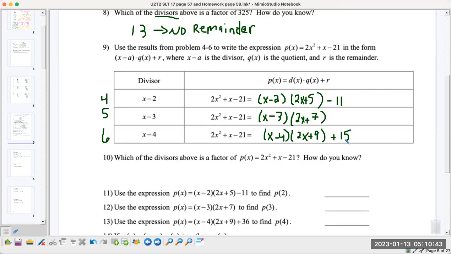Okay, hopefully you're stopping the video and answering number 10 on your own, and that you said x minus 3 was a divisor of that quotient, because again, we had no remainders.